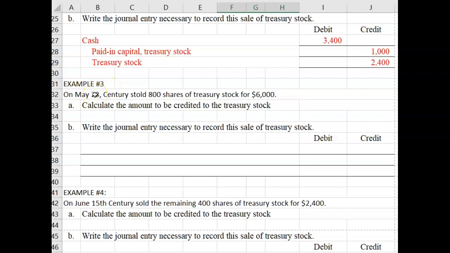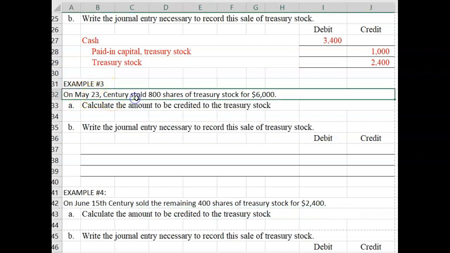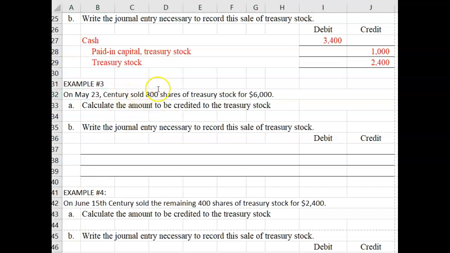On May 23rd, Century sold 800 shares of treasury stock for $6,000. Calculate the amount to be credited to the treasury stock account. Remember, it went into the account at $8 a share. It's got to come out of the account at $8 a share. They sold 800 shares. So you do the calculation, then click on the video and check your work.